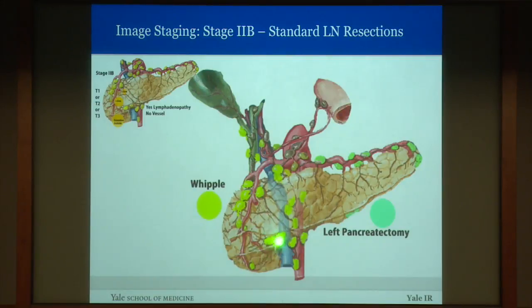So lymphadenopathy in pancreatic cancer is defined by what lymph nodes are resected for either a Whipple or a distal pancreatectomy. Lymph nodes that might be involved outside of a standard of care dissection plane for your institution, so lymph nodes outside of those dissection areas, are considered metastatic disease.